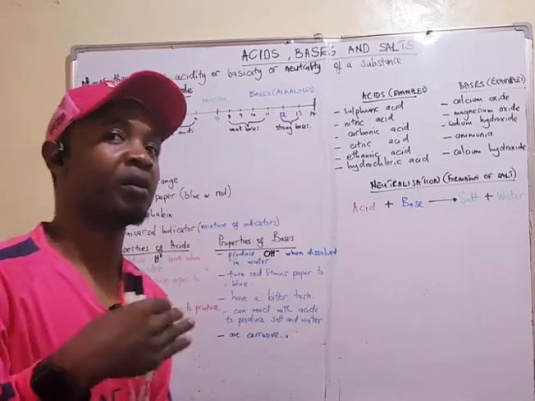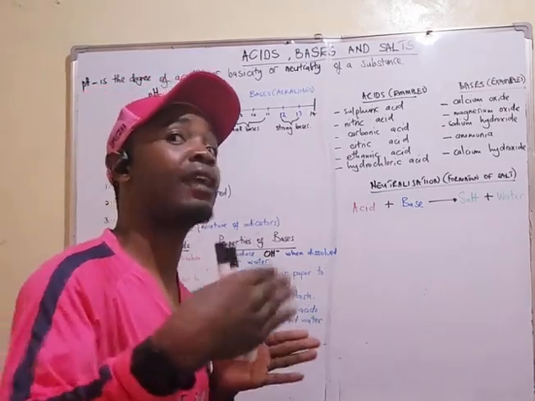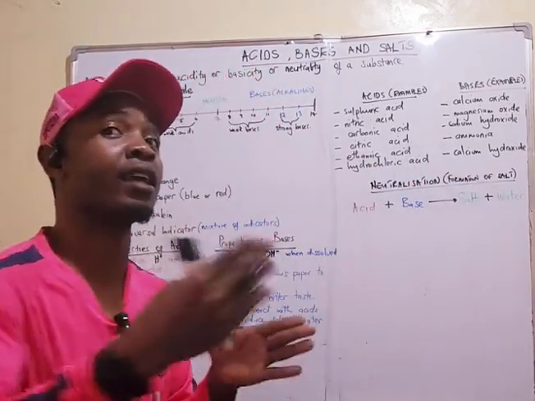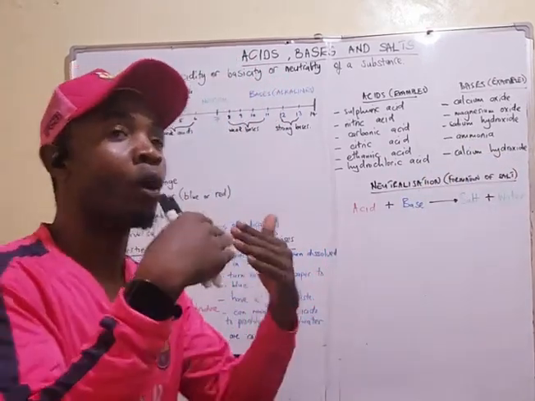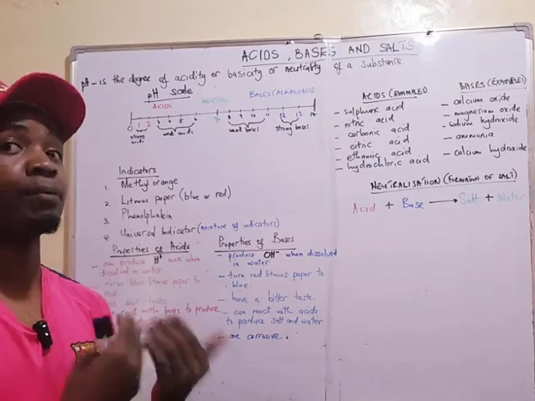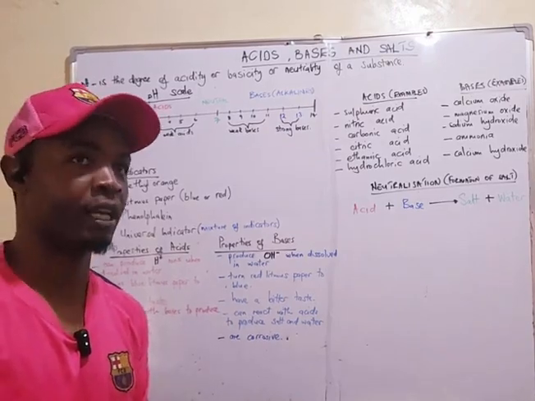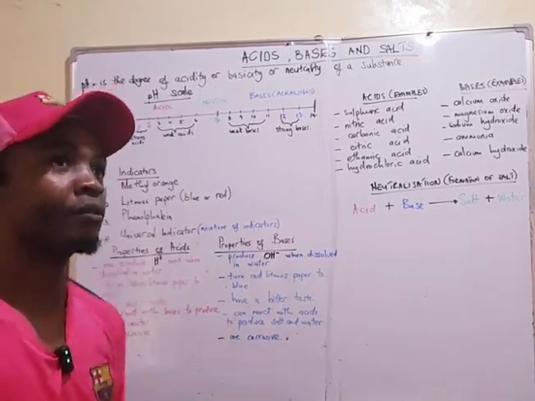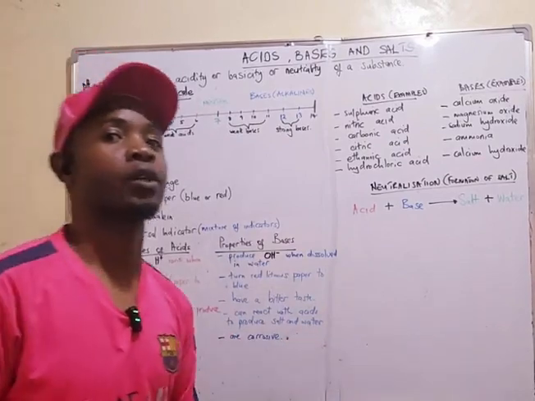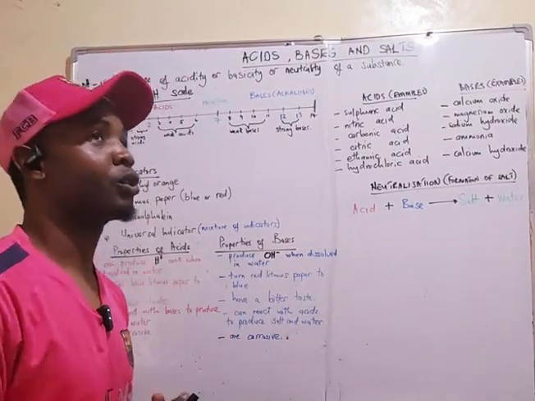But here's the point. We have said that above 7 is high pH, so all the bases have high pH. Then all the acids have low pH, that is below 6. Get the sense? Okay, below 7, I can say that. Then 7 represents neutral substances.